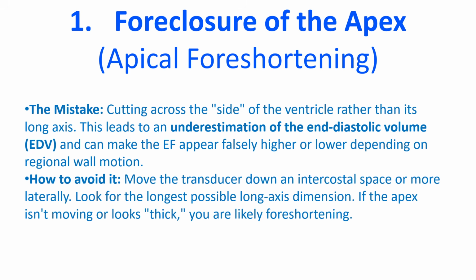How to avoid it? Move the transducer down an intercostal space or more laterally. Look for the longest possible long axis dimension. If the apex isn't moving or looks thick, you are likely foreshortening.